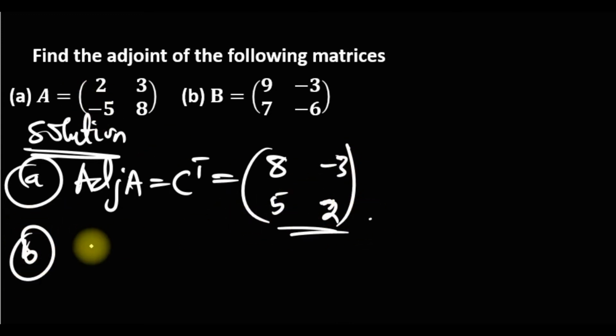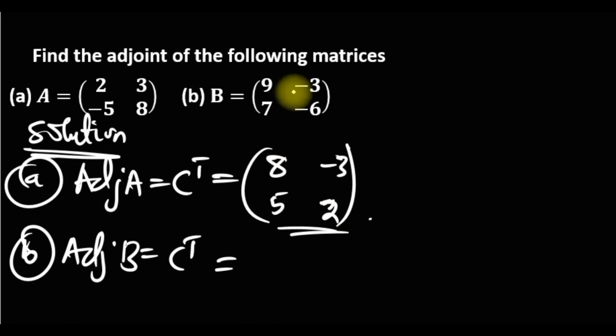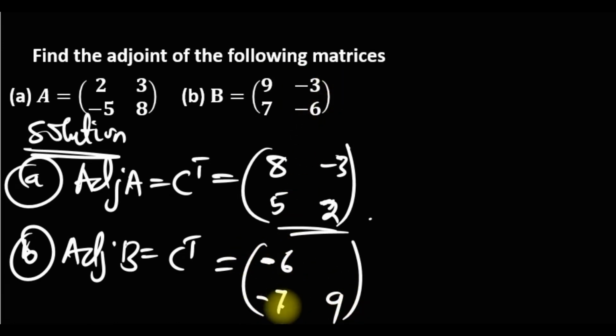So for the second one, adjoint of B is C transpose. The same way, you swap the elements of the principal diagonal, which is minus 6, 9, and negate the other one, so minus 7, 3.